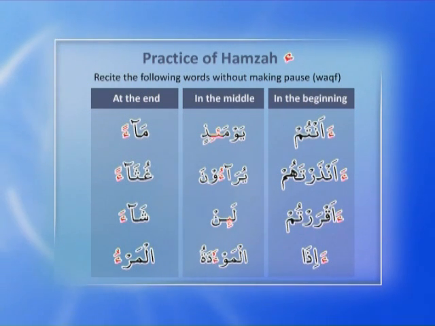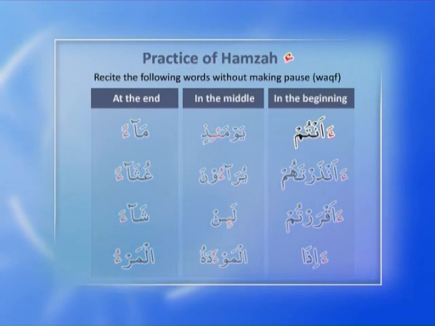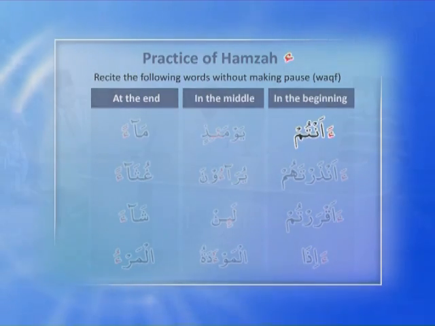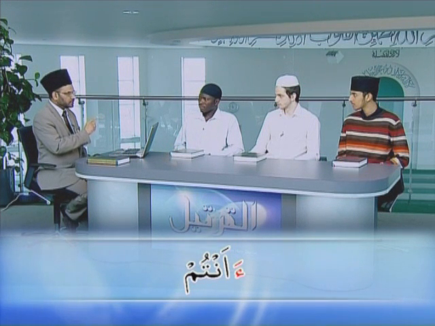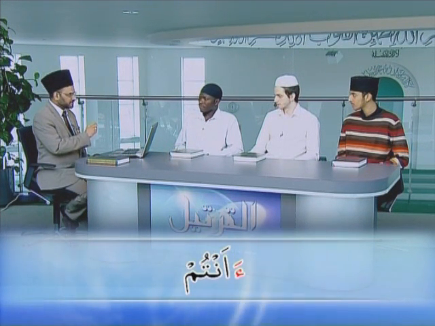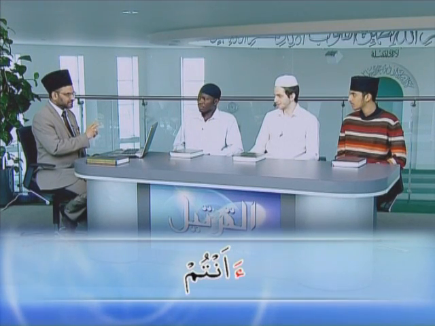You can see 3 columns and 4 rows, and there are examples taken from the Holy Quran where Hamza is at the beginning of a word, in the middle, or at the end. So we are starting column 1, word 1. Hamza with Fatha. How many seconds? 1 second. The second Alif with Fatha is called Fatha Alif. Hamza Alif. How many seconds? 1 second.